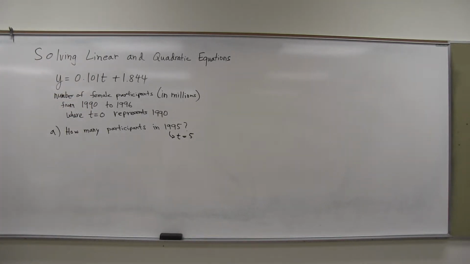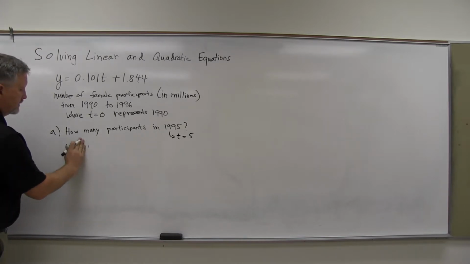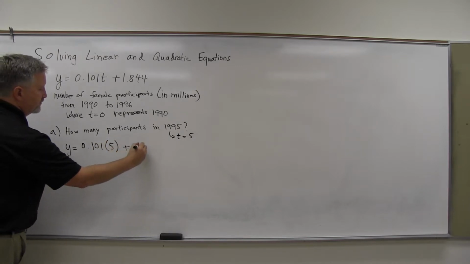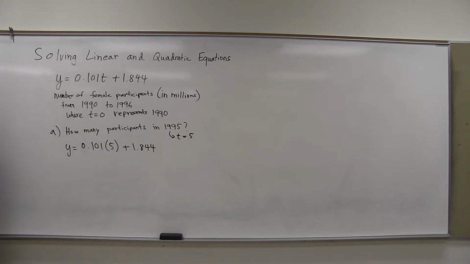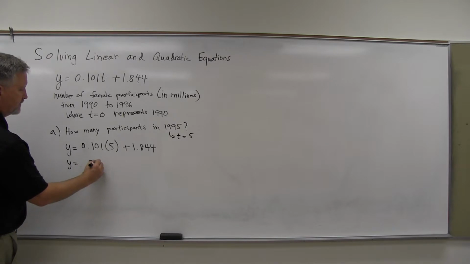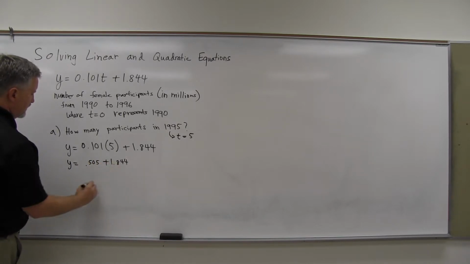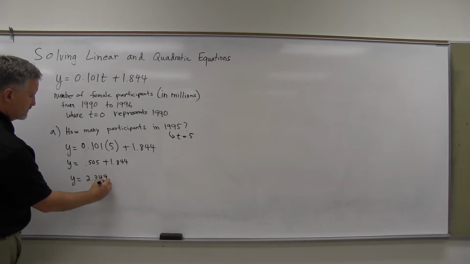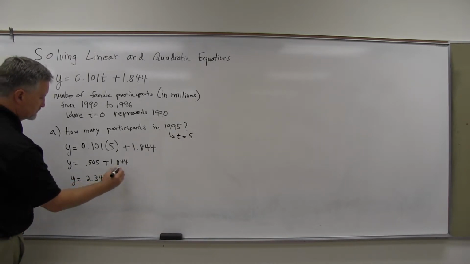To get the answer here, I'm going to plug in t to be 5, so y equals 0.101 times 5 plus 1.844. The t is times the 0.101. So this one's just a substitution. Just substitute t to be 5. Was that 0.505 plus 1.844? So that's going to mean y equals 2.349. I believe so.